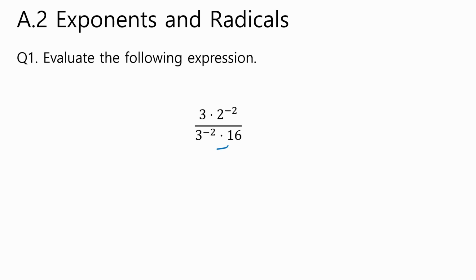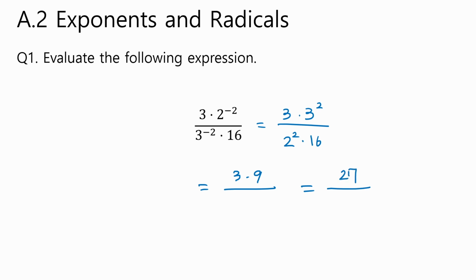So we can write this expression as 3 times 3 squared divided by 2 squared times 16. And then we have 3 times 9, which is 27 in the numerator, and we have 4 times 16, which is 64 in the denominator.